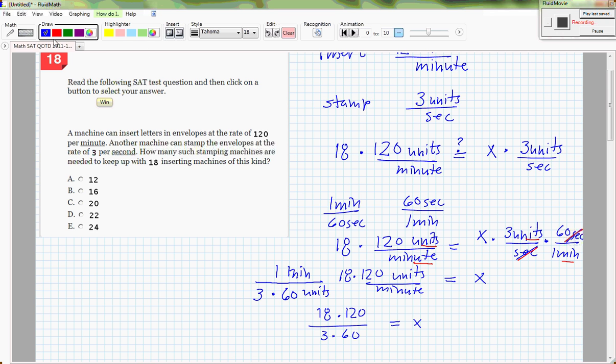Let's double check that my units canceled out here. So I have minutes, minutes, units, units. So I have a pure number. That makes sense. Let's do a little cancellation here. This is 2 times 60 here, so 60 goes into 120 two times, 3 goes into 18 6 times, so that's equal to 12. So the answer is A, 12.